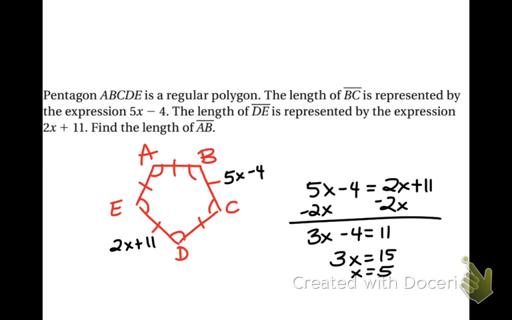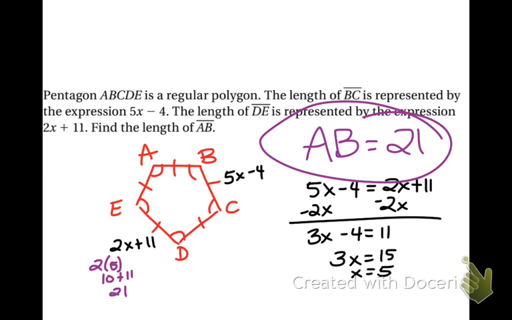Then what would you do? Plug it back in. Good. Which expression do you like better? The 2x or the 5x? 2x. So 2 times 5 is 10, plus 11 is 21. Well, that's the length of DE. It's asking what's the length of AB. No, wait, 21, right, because they would all be the same. Good. Questions? You guys think you have this?